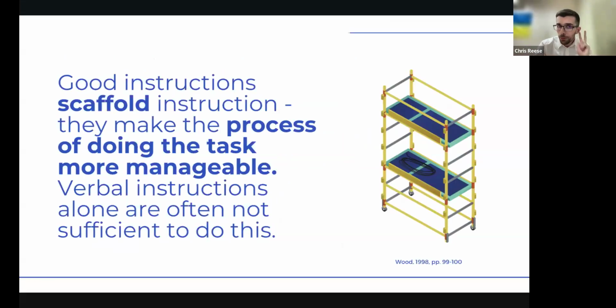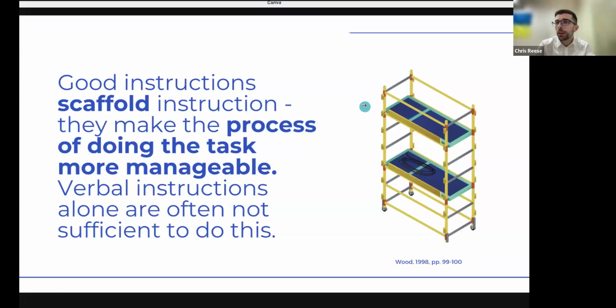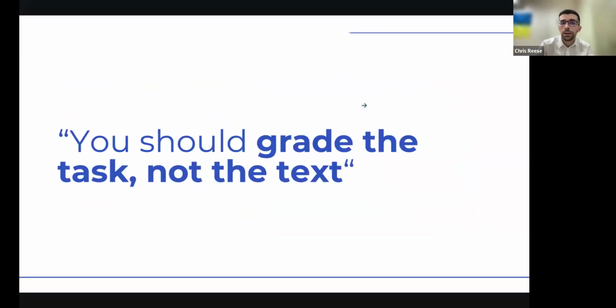So we've looked at two myths. We're going to look at number three. One of my personal favorites. You should grade the task, not the text. So what do we mean by this? We mean that if you give students a text, especially one which is authentic, you should not simplify it. You should just give the students a simpler task to do with it.